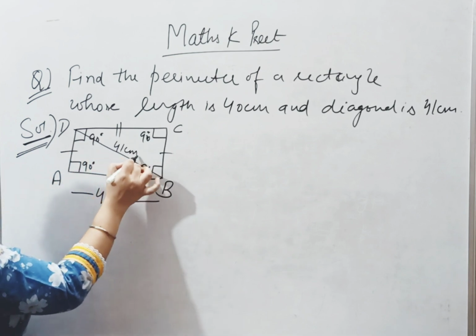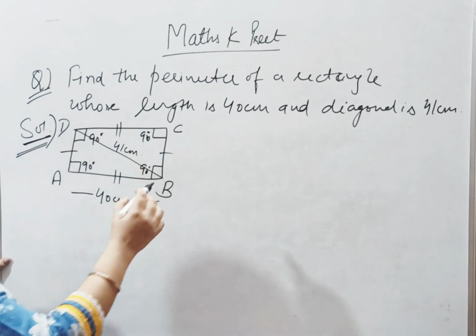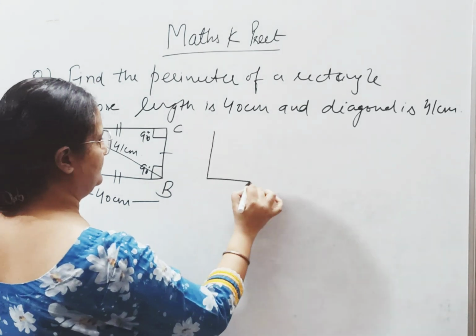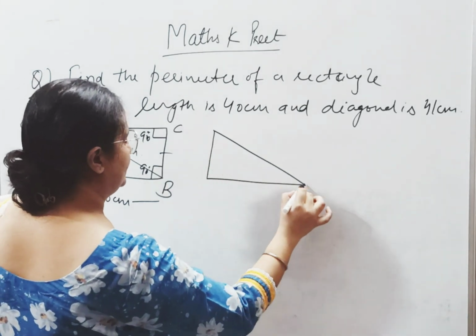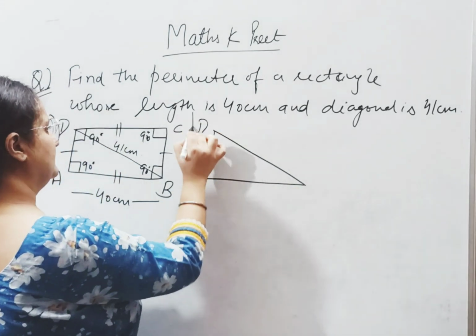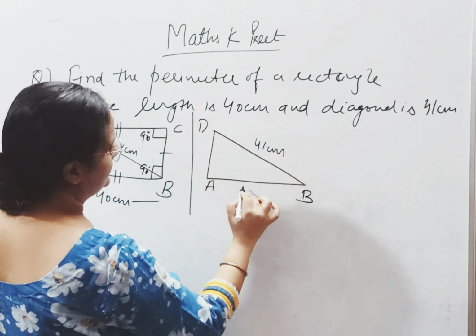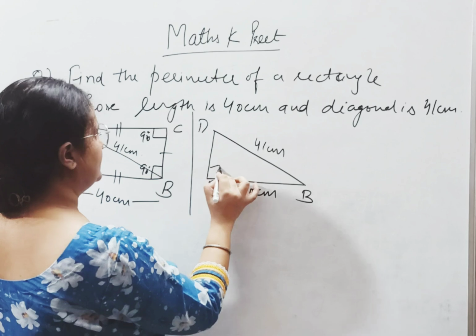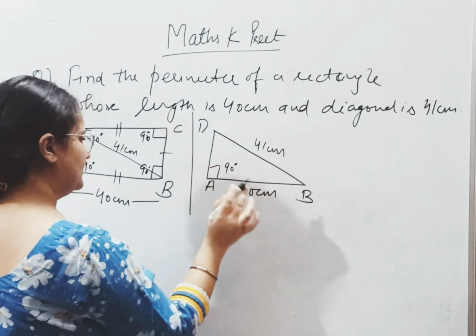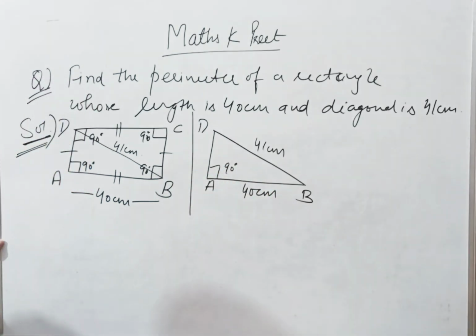41 centimeter. Let me break this diagram like this. So this is D, this is A, this is B, this is 41 centimeter, this is 40 centimeter. We must know the clear definition of a rectangle. So the angle here is what? 90 degree. This is under the definition of rectangle. Find the perimeter of the rectangle.